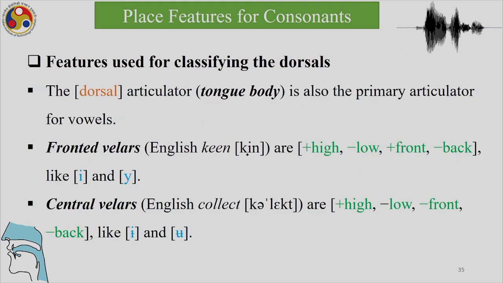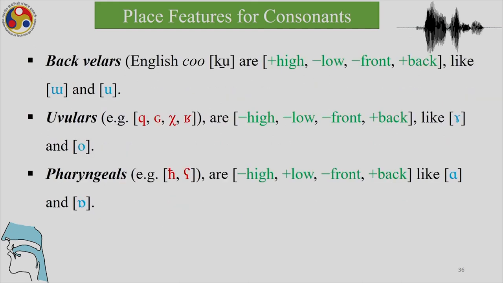The dorsal articulator is also the primary articulator for vowels, and fronted velars are there. This is the subscript used here to show that this is a fronted velar, as in "kin", which is fronted because of the front vowel. Then central velars, like English "collect", because of the following central vowel. And back velars, as in "coo", are produced a bit further back.